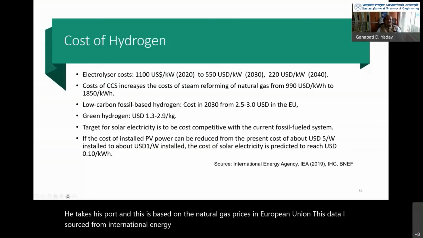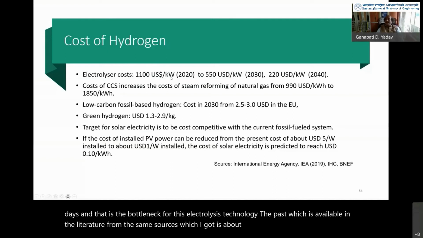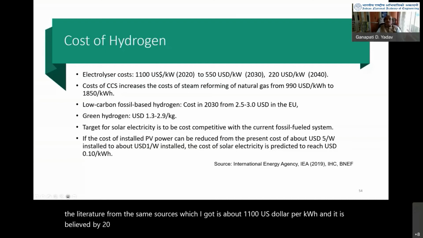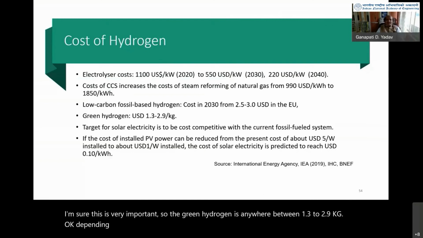In fact, the electrolyzers are very expensive these days, and that is the bottleneck for this electrolysis technology. The cost available in the literature from the same sources is about $1,100 per kilowatt, and it is believed that by 2040 it will go down to 220. So this is very important. The green hydrogen is anywhere between 1.3 to 2.9 per kg, depending on who is doing it and where it has been done.